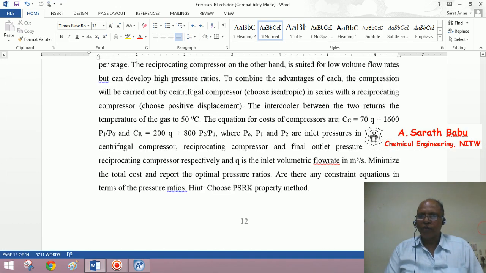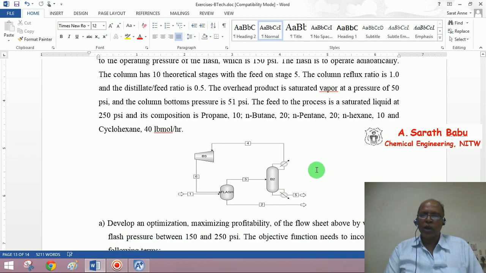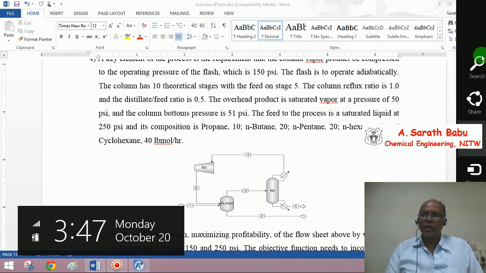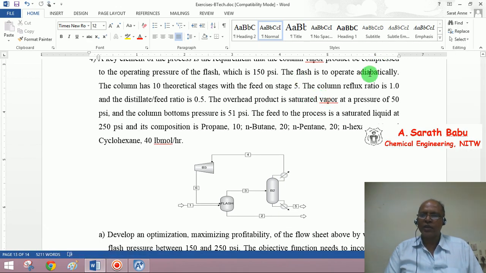Now, one issue that you will have to identify in this problem is what type of distillation column model you will be able to select to run this problem. Now, as you can see, the details that are given here, the flash is operating adiabatically at 150 psi. The column has 10 theoretical stages and the feed stage is on 5. Reflux ratio is given along with distillate to feed ratio. The overhead product or the condenser pressure is known and the reboiler pressure is also known. Now, what type of model can you use to represent all this data that is given with respect to the column? Once you are able to identify this issue, I think the rest of the problem should be quite simple.